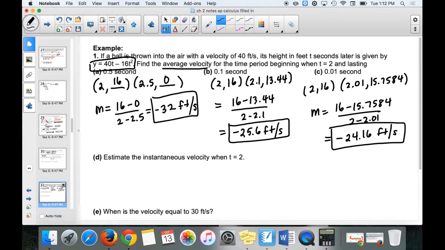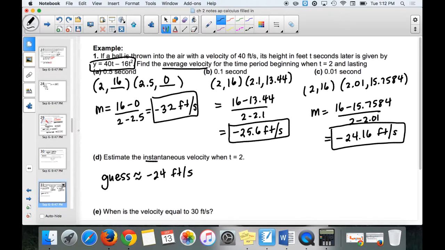All right, so it says estimate the instantaneous velocity when t equals 2. So we're getting closer and closer to getting the slope at an exact, like at a single point, right? We're doing that limiting values thing. So we're taking them and we're scooching them closer and closer. So it looks like it's going to be pretty close to negative 24. So my guess is going to be approximately negative 24 feet per second.